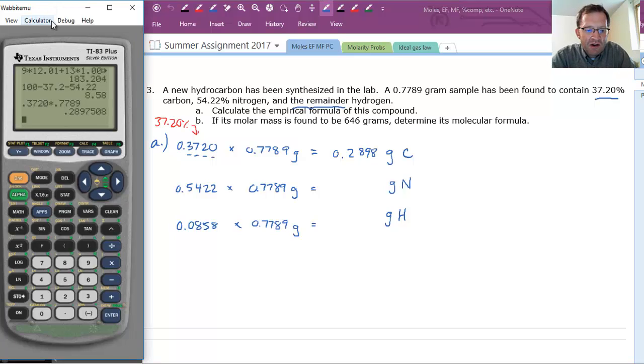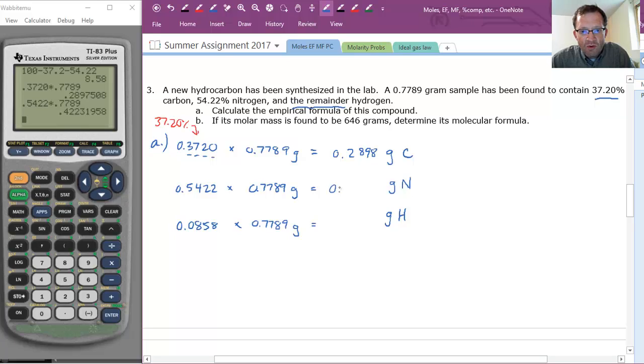The next calculation we want to do is that 54.22% for the nitrogen. So that's here, 0.5422 times, oh shoot, let me see here. Let's get back to where we were. There we go. Times our 0.7789 grams, and that's a little more than the carbon was because it's a larger percent. So 0.4223 grams of our sample is nitrogen.